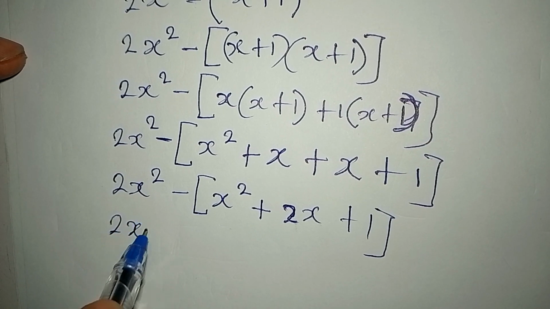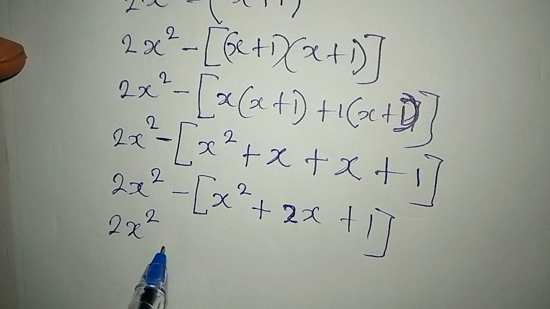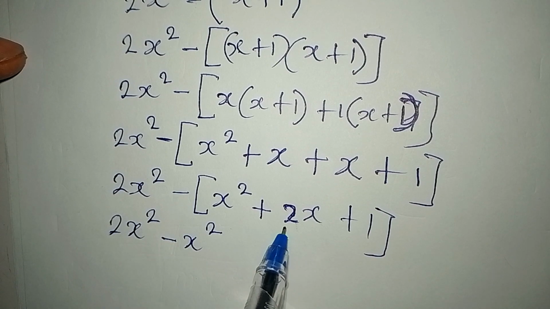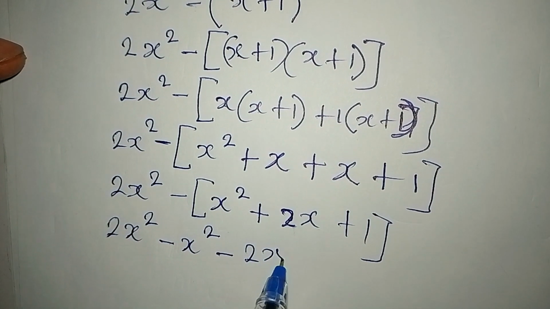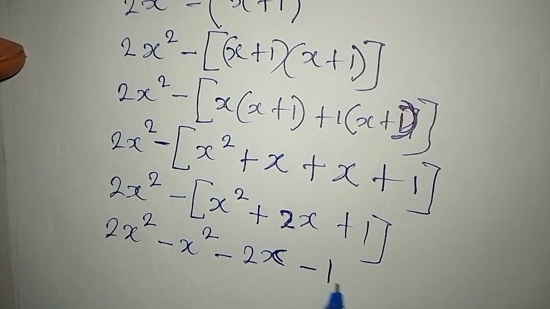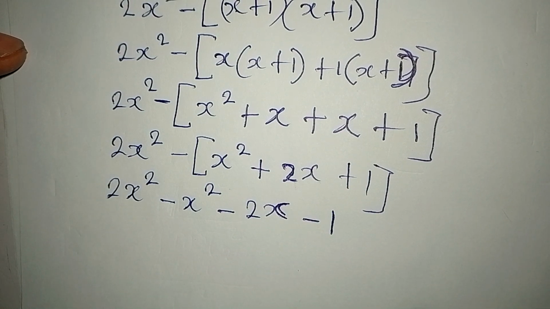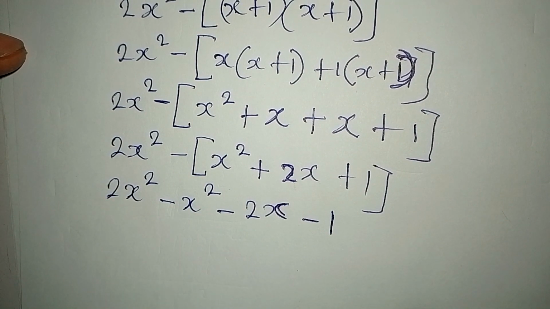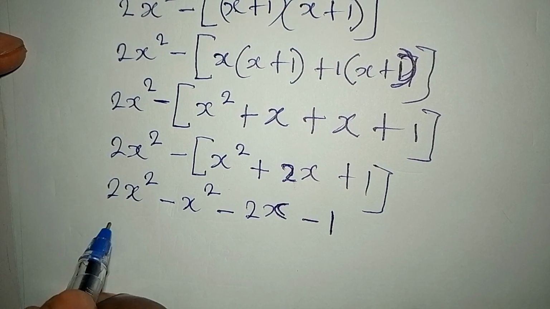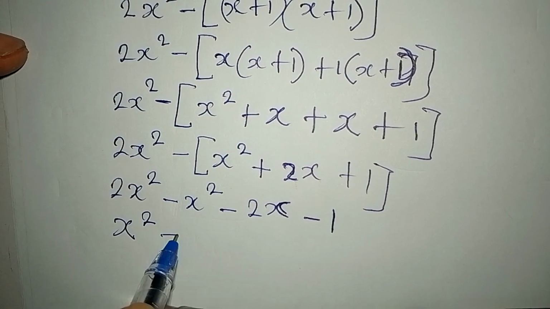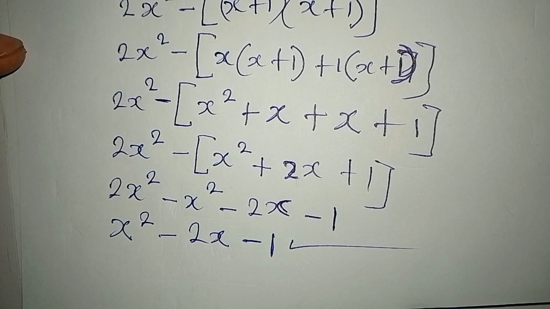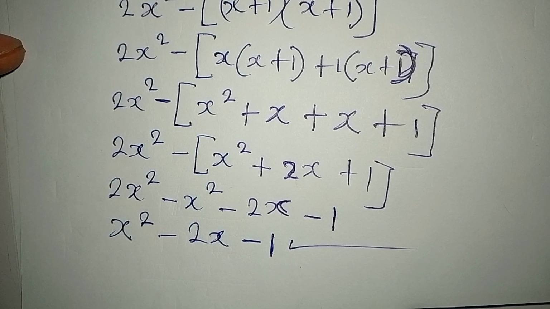So we have 2x to the power of 2, then negative multiplied by x squared, we have negative x squared. Negative, which is this, multiplied by positive 2x is negative 2x. Then negative multiplied by positive 1 is negative 1. So from here, we can now simplify further so that 2x squared minus 1x squared will give us 1x squared. Then we have minus 2x, then we have minus 1. So at this point, we now have a quadratic expression.